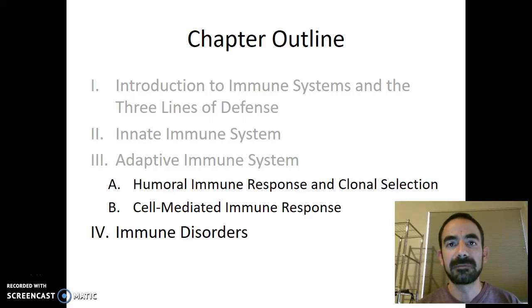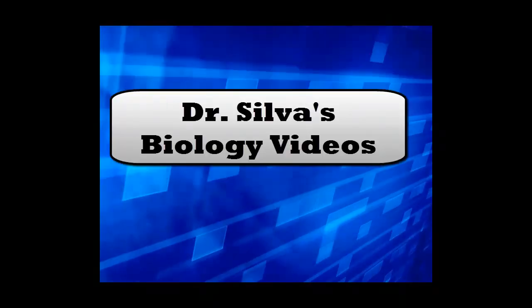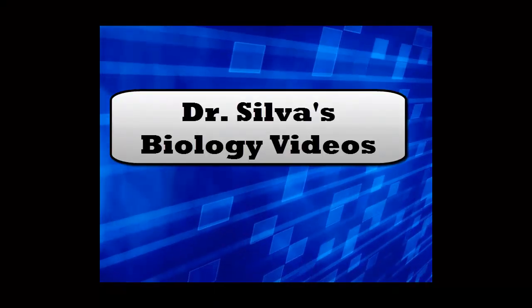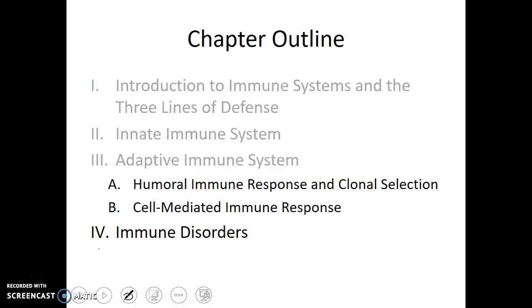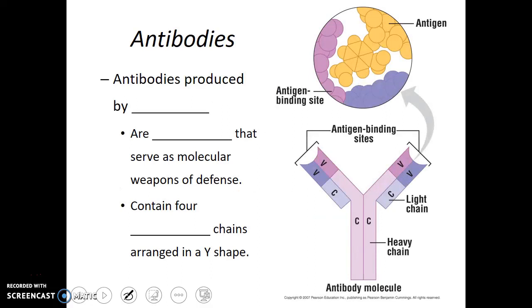Now that we've learned about lymphocytes, let's see what the lymphocytes do in the humoral and cell-mediated immune responses. So let's look at these immune responses of the adaptive immune system. The humoral immune response is controlled entirely by the B cells, and it consists of producing antibodies.